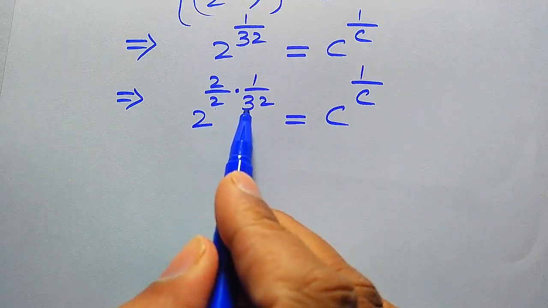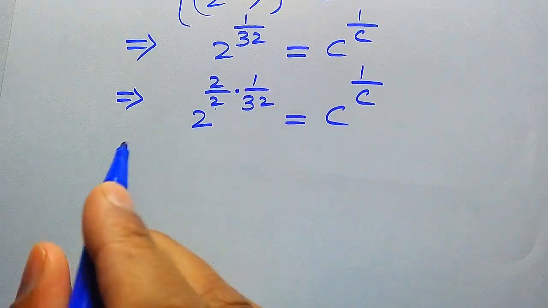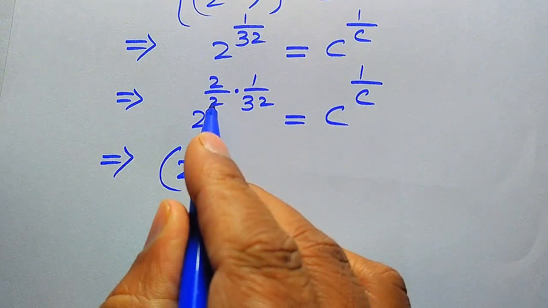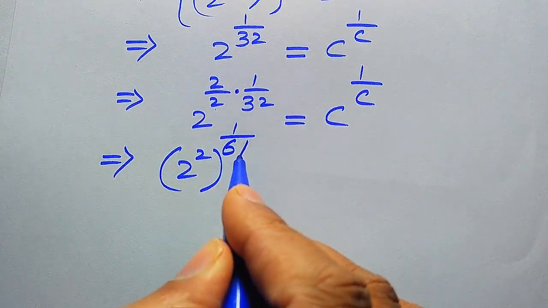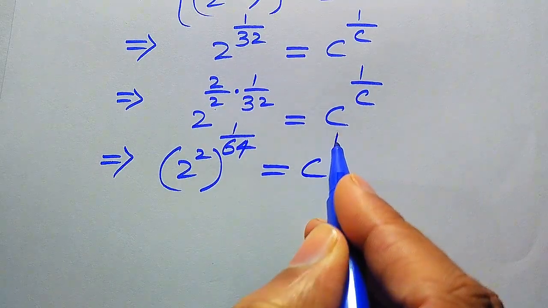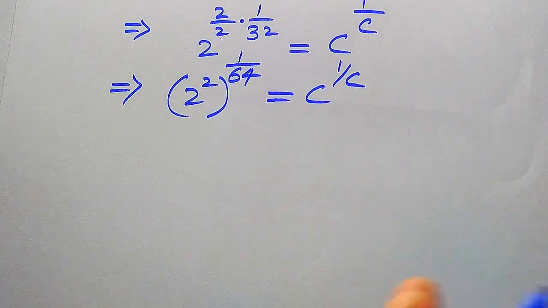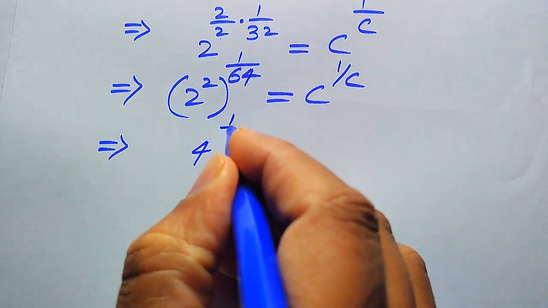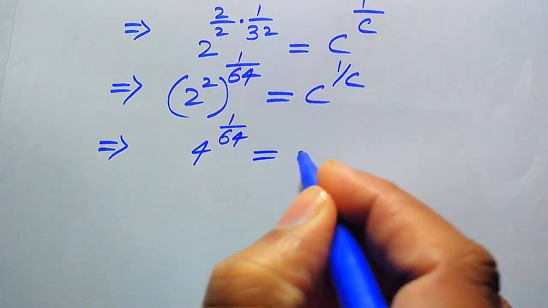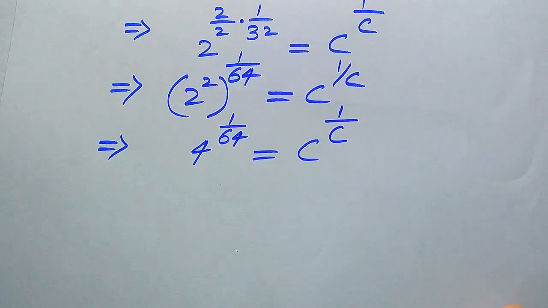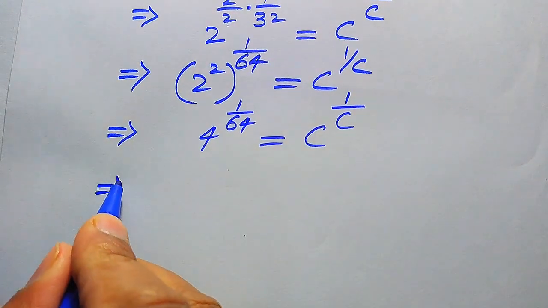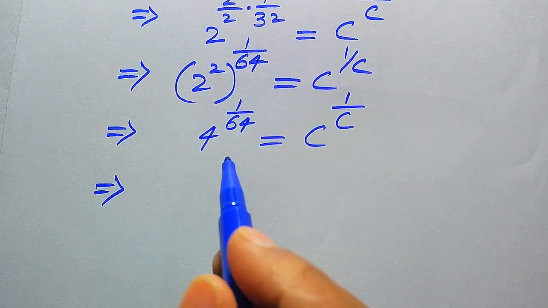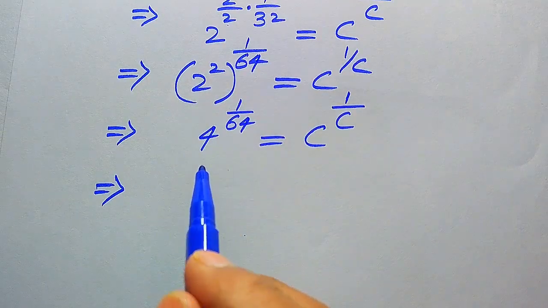Here we multiply the denominator with 32 and move this 2 inside the term, and it becomes 2 squared, and its whole exponent is 1 over 2 times 32, which is 1 over 64, is equal to c to the power of 1 over c. And this 2 squared becomes 4 to the power of 1 over 64 is equal to c to the power of 1 over c. Now we repeat the above process until we obtain the exponent as the reciprocal of its base.